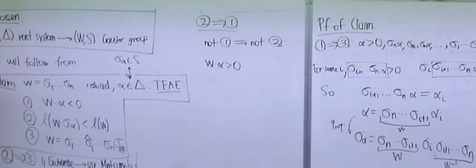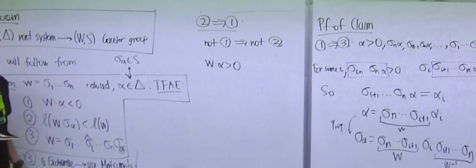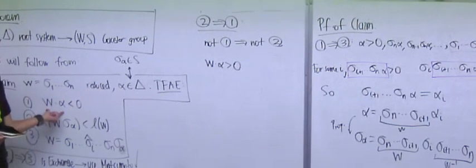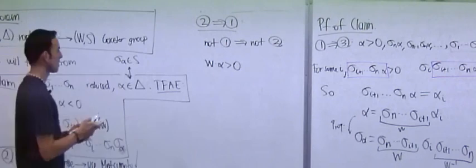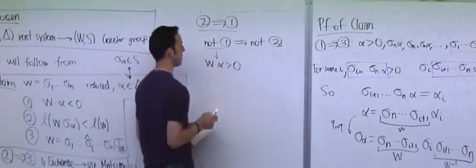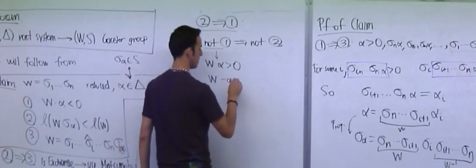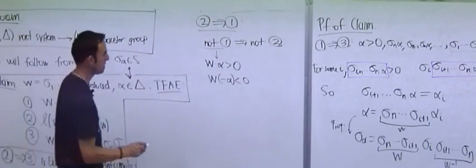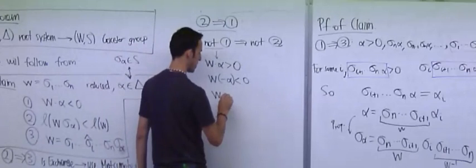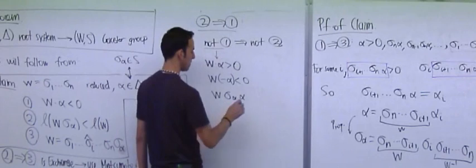It would be very bad form in like an Algebra 1 class to say that if it's not negative, it's positive. But here we're justified in saying that because we know that roots are either negative or positive. So the negation of this really is that you're positive. So I'm assuming not 1, and that means that W alpha is positive. That means that W times minus alpha is negative. And minus alpha is what you obtain when you reflect alpha using sigma alpha.